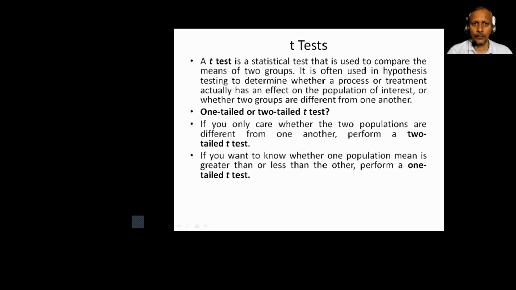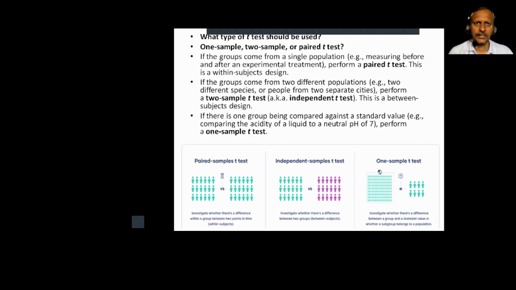The t-test can be of two different types or categories, that is one-tailed or two-tailed. If you only care whether the two populations are different from each other, we are checking with the two-tailed test. And when we want to know whether the mean of one is greater than the other or not, then we are using the one-tailed t-test. So before that, let us try to understand what type of t-test should be used.